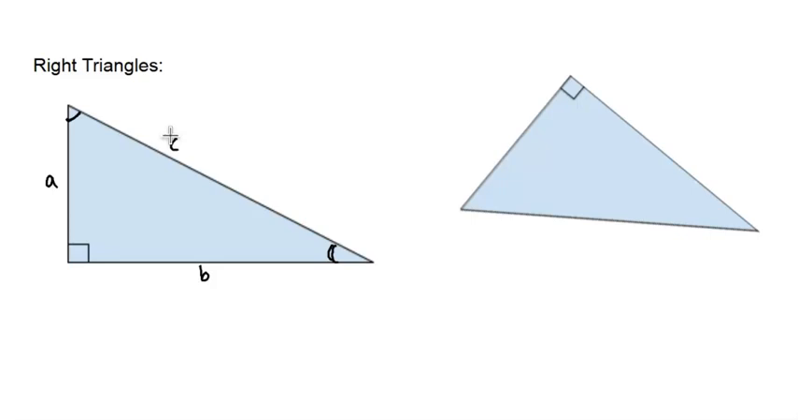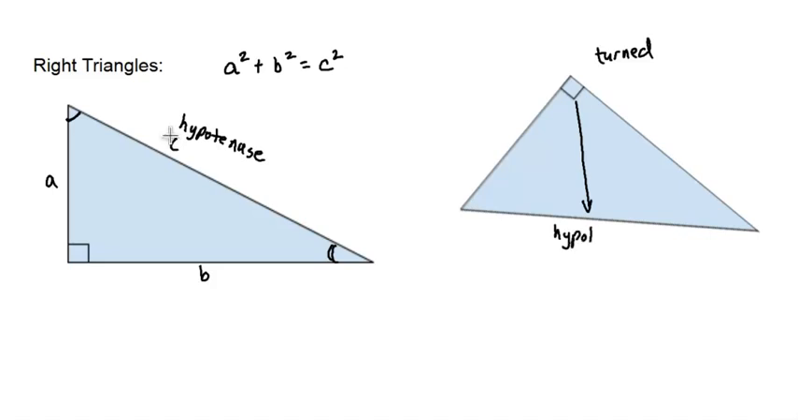And as far as the side lengths go, we know that when you square the 2 legs and add them together, it's equal to the third side, which we call the hypotenuse, squared. It's not a plus b equals c, it's a squared plus b squared equals c squared for that Pythagorean relationship. And sometimes the triangles are going to be turned, rotated, whatever, but you still locate the hypotenuse as opposite to the right angle.